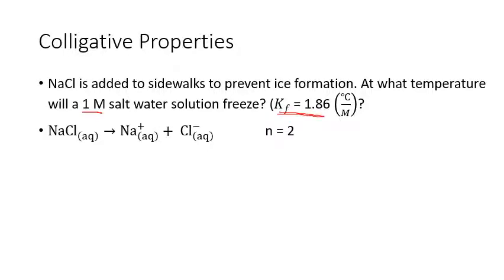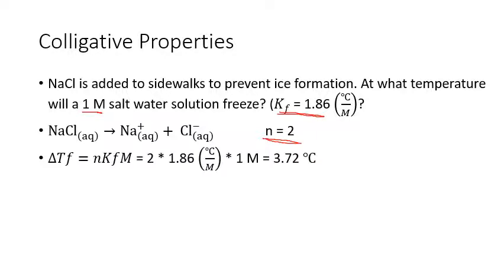And since NaCl breaks up into Na plus and Cl minus, that's 2 things. So this is going to give us an N of 2, versus some other molecules may give us different numbers for N. And then you just plug everything in. So N is 2, Kf is 1.86, concentration was 1 mole per liter. And what's nice about this too is our moles cancel out.